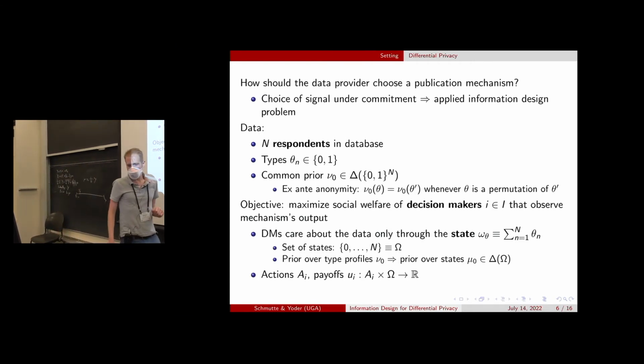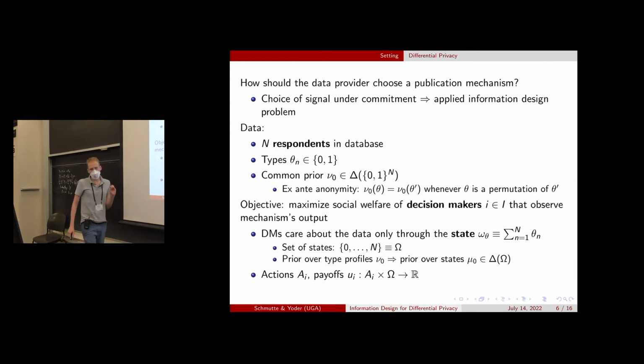Now the data provider wants to publish information in a way that maximizes the payoffs of decision makers, or data users, who are going to use the output of the mechanism to make a decision. And when they do that, the decision makers do not care about the type of any single individual. They only care about how many people are type 1, how many people have this characteristic, what we're going to call the state. And for a type profile theta, we're going to denote the state for that type profile omega theta.